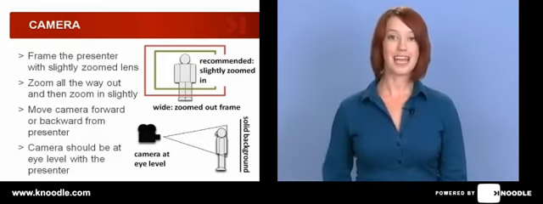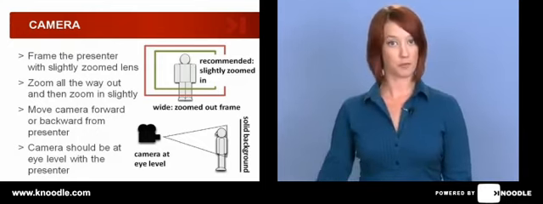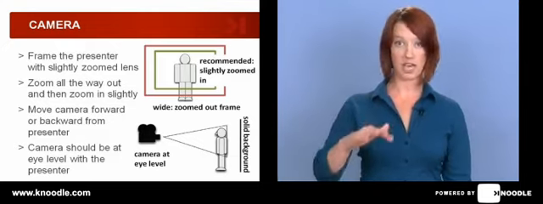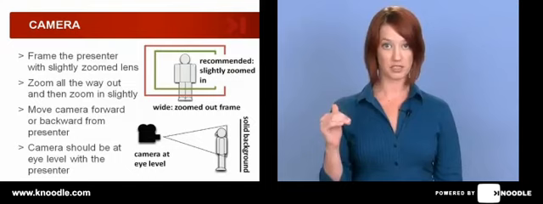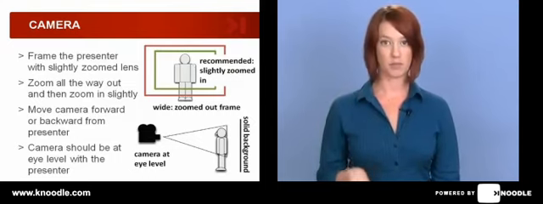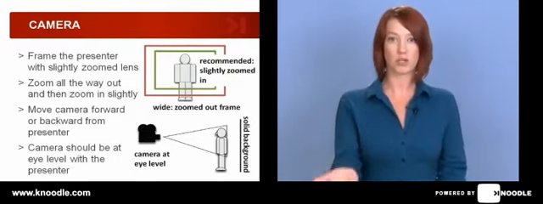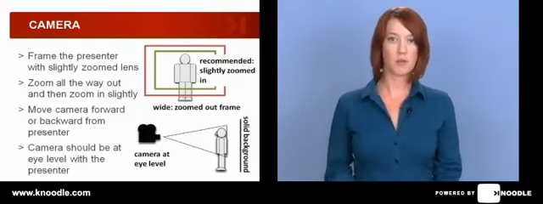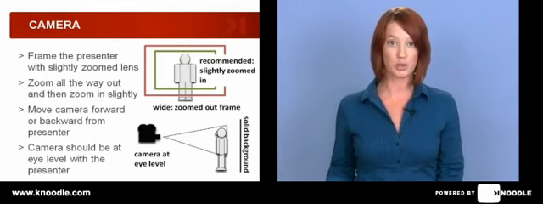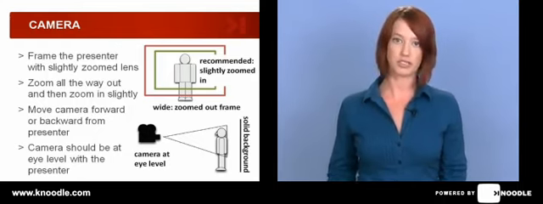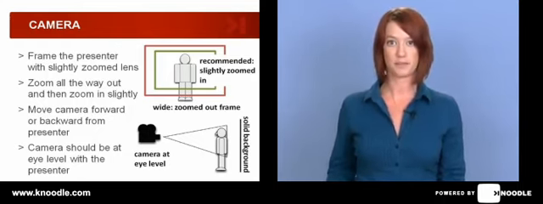Put the camera at the same height as your presenter. If the presenter is standing, you want to have the camera be right at eye level with that presenter, not above and not below. Think of it as if you were a person talking to that presenter. If they were standing up, you would be standing up too. And if they were sitting down, you would naturally adjust and sit down along with them.